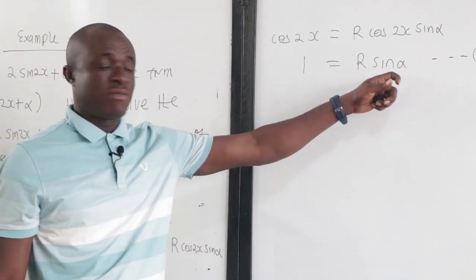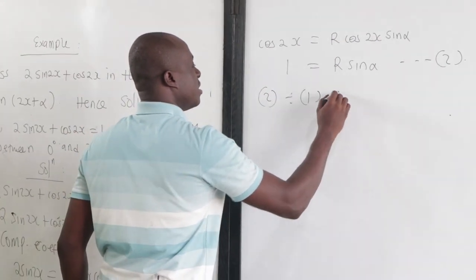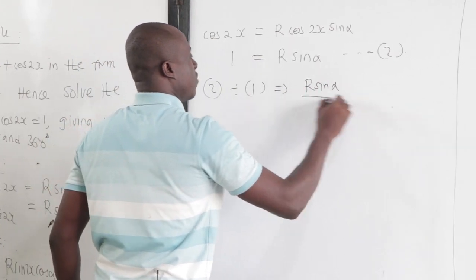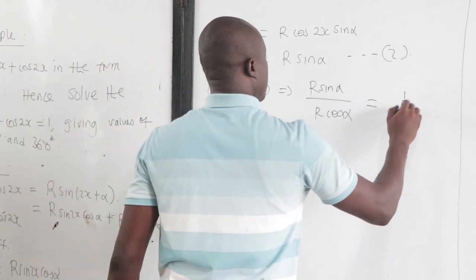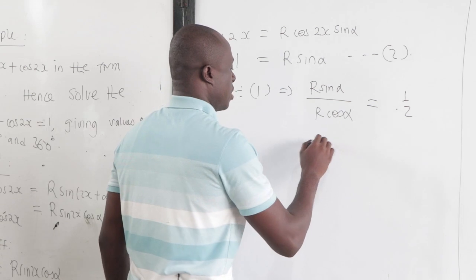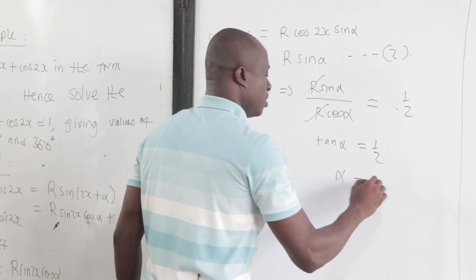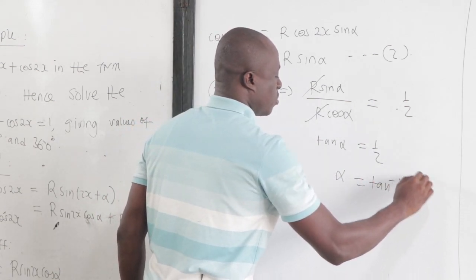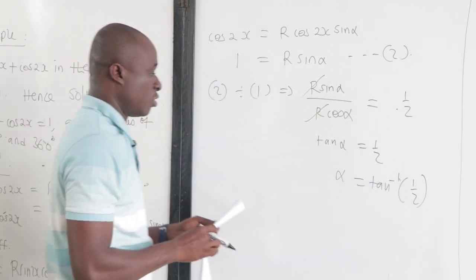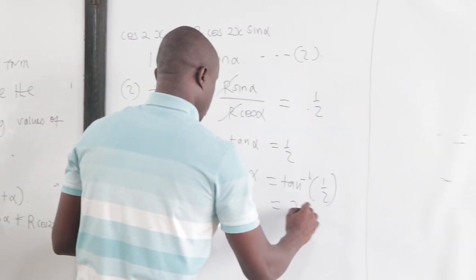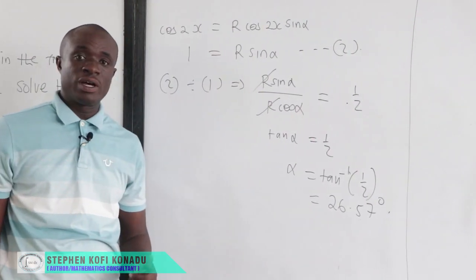Now I want to find alpha, so dividing equation 2 by equation 1, we have r sin alpha over r cos alpha equal to 1 over 2. So I have tan alpha equal to 1 over 2. The r will cancel the r, so alpha is tan inverse of 1 over 2, which gives us 26.57 degrees. So that is alpha. We are also supposed to find r.